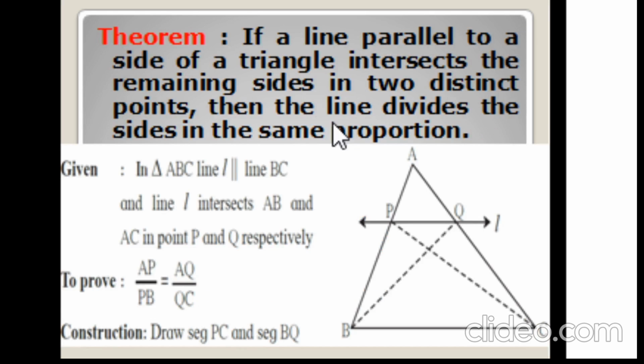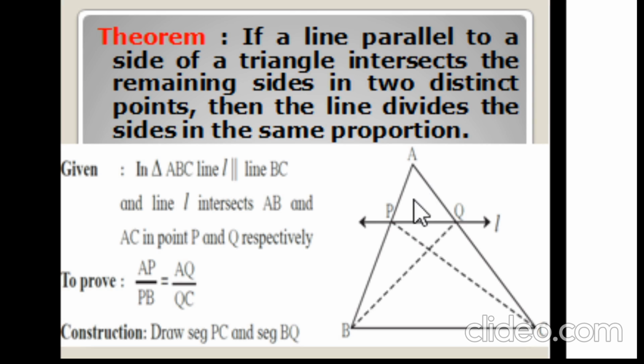Now, what is the theorem? What is the definition of the theorem? If a line parallel to a side of a triangle intersects the remaining sides in two distinct points, then the line divides the sides in the same proportion.